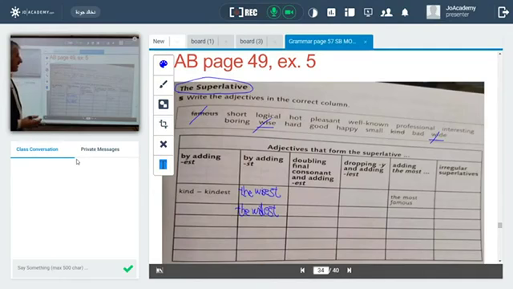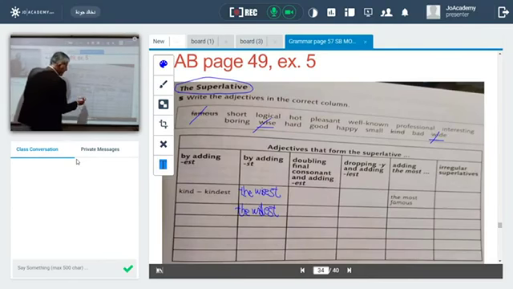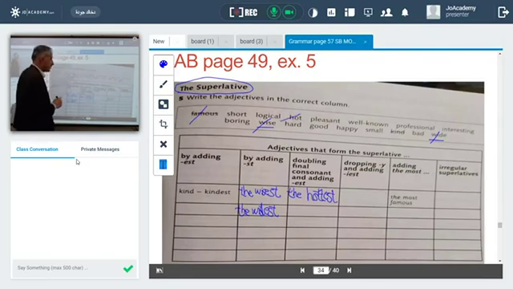Then doubling final consonant and adding est. So in this case we have to double the last one and add est. We have here also hot, comes the hottest, double T, est, the hottest. Okay, what else?